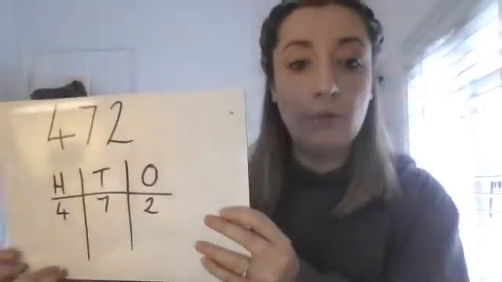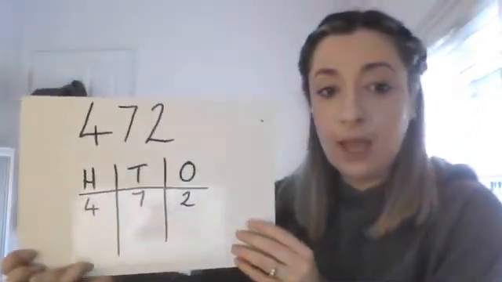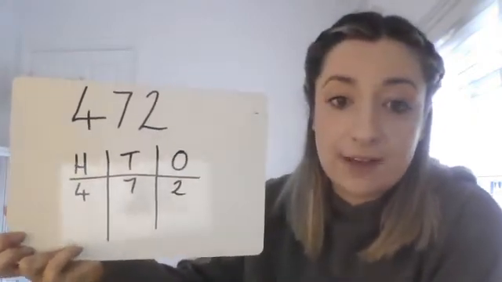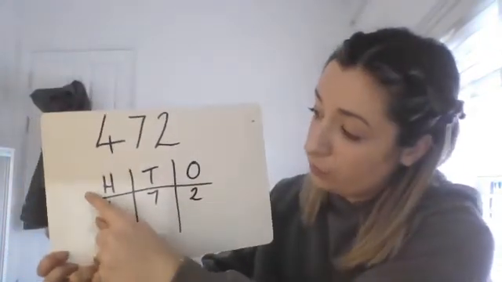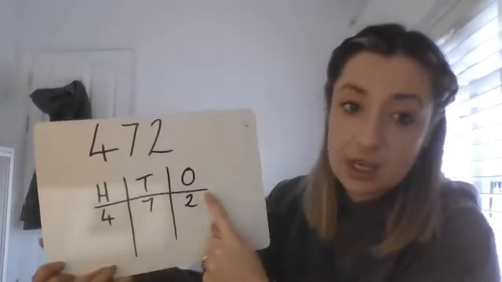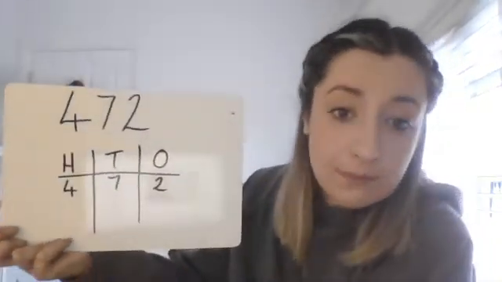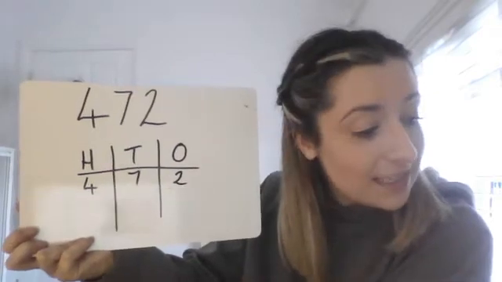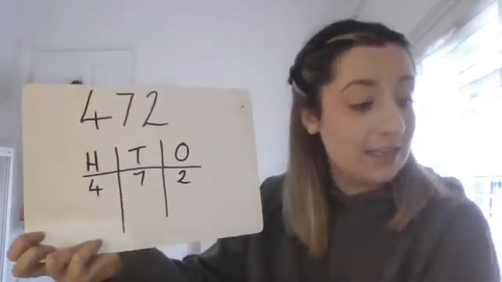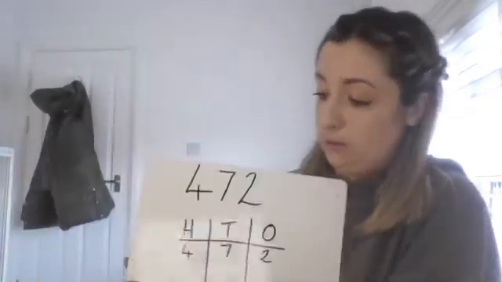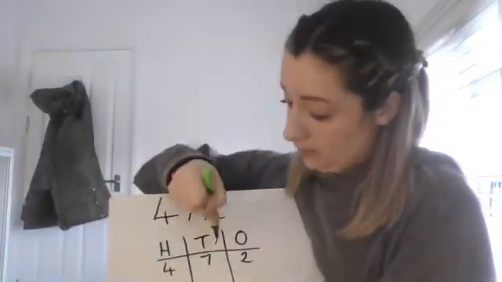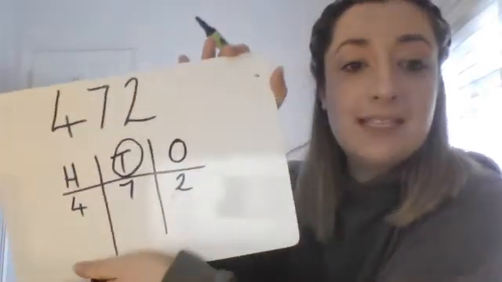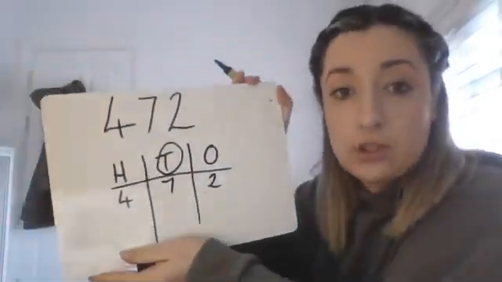472. Now to help us, on my whiteboard I've written 472, and I've also put it into my place value chart. So I've got 4 in the hundreds, 70 in the tens, 2 in the ones. Now referring back to the question, it says give the numbers that are 10 less. So what I'm going to do is circle the tens column.